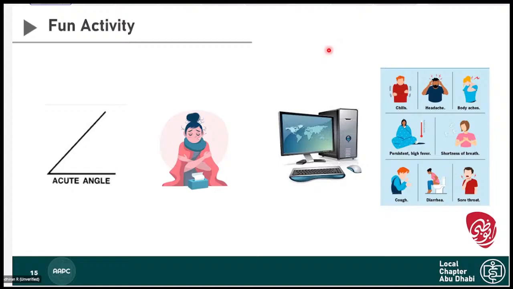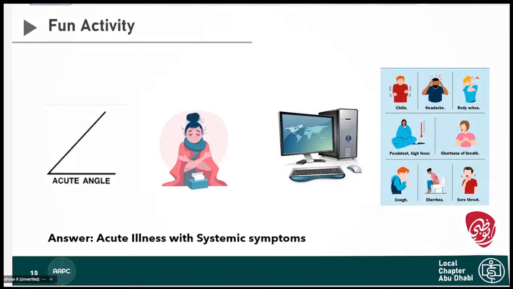So again, I will give the clue. This falls under the number and complexity of problems point. Yes, sure. The answer should be acute illness with systemic symptoms. Call it acute illness with systemic symptoms. We'll move on to the next.